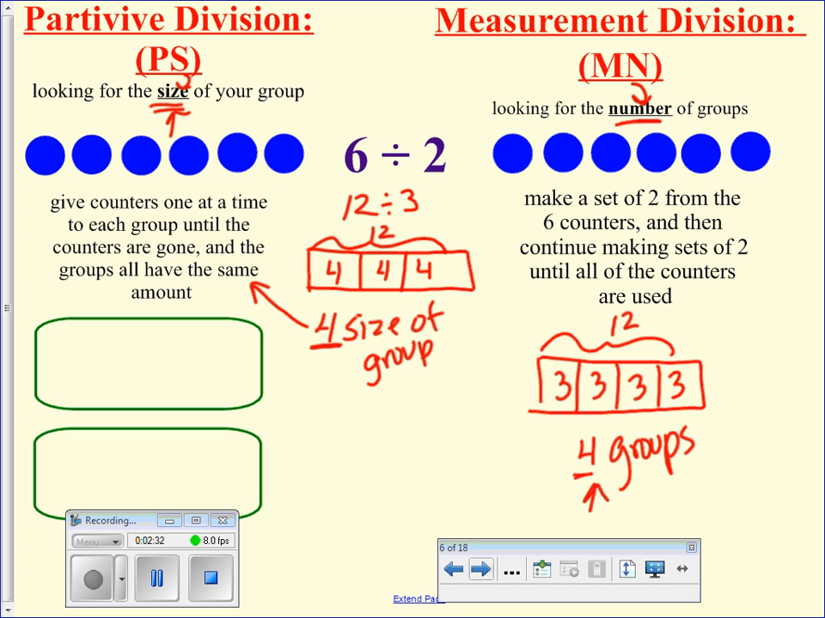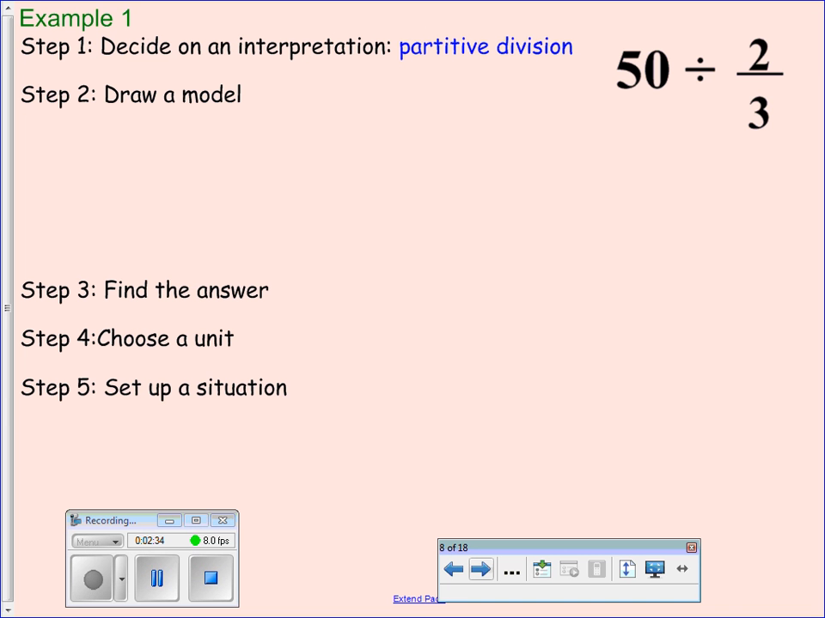Okay. So let's take a look at the first example. Notice how the steps are written out. So on your homework tonight, you should fully write out everything you see on the board and everything you see in your notes on page 27. Fully write out those steps. So step 1, today we're doing partitive. So write that in your notes. Partitive.